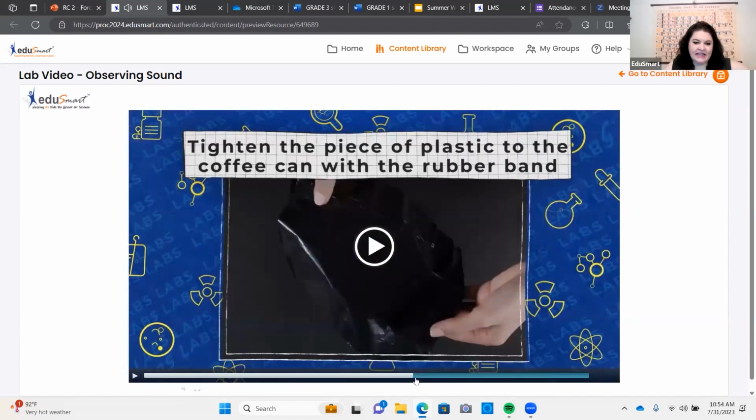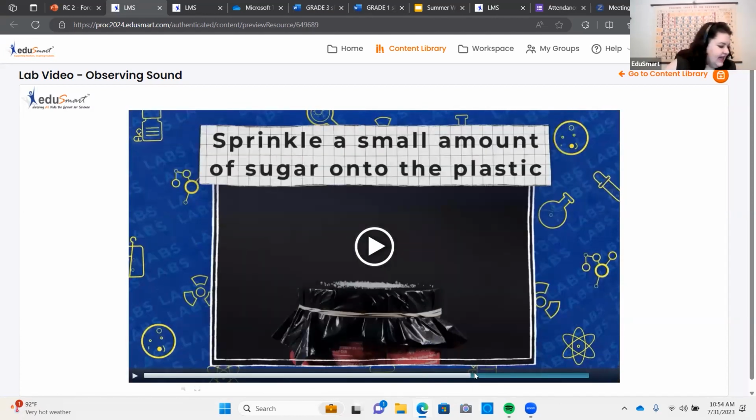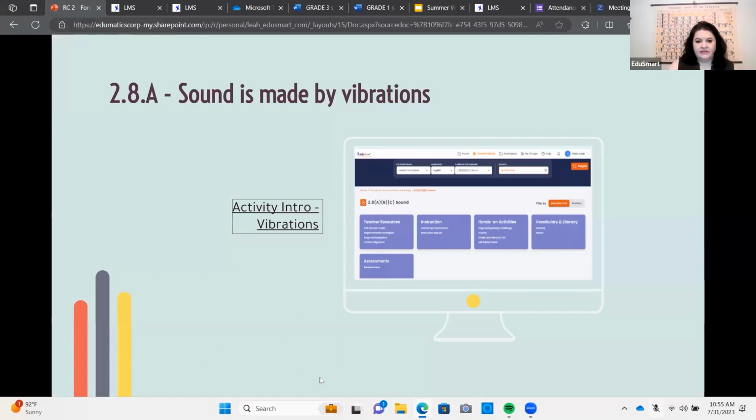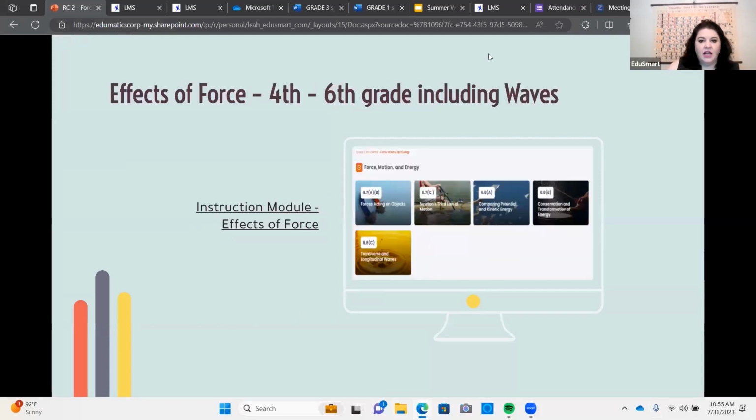So again, the key to this standard is demonstrate and explain that sound is made by vibrations or vibrating matter, and that vibrations can be caused by a variety of means, including sound. And this is a great visual. So we want to make science really concrete for our students at this level, and that's a great way of doing that. These little lab videos are coming out with the new product for the new TEKS. So you'll be seeing these for every one of our activities starting next year. So that's kind of a little preview for you too.